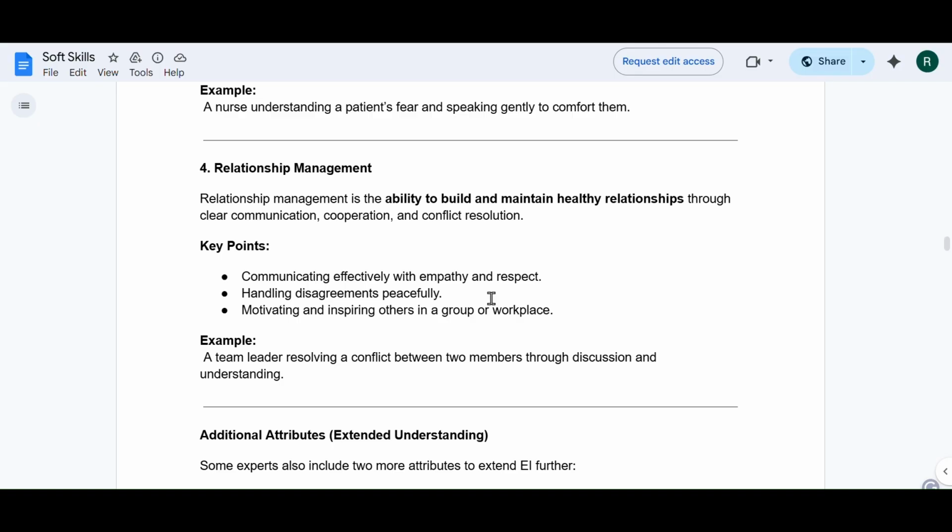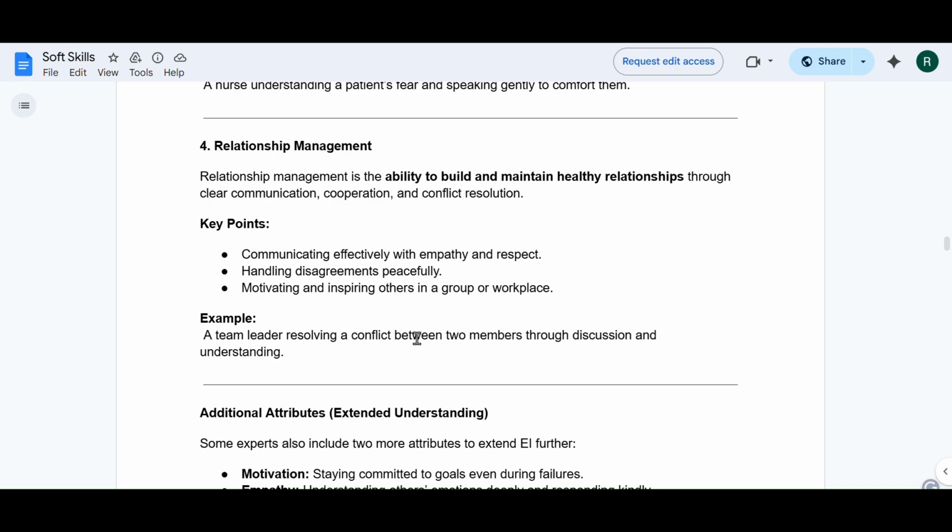Next, what is relationship management? Relationship management is the ability to build and maintain healthy relationships through clear communication, cooperation and conflict resolution. Relationship management is nothing but managing a relationship. Here, a relationship can be anything: friends, couples, parents, children, anything. We need to manage that properly. How can we manage that properly? By communication, cooperation and conflict resolution. All these things come under relationship management. By doing all these things we can manage a relationship perfectly. For example, a team leader resolving a conflict between two members through discussion and understanding.